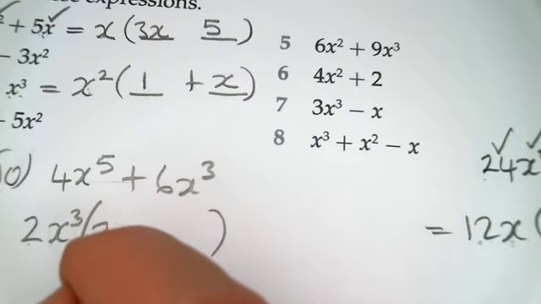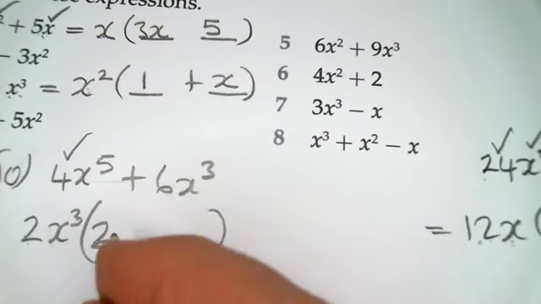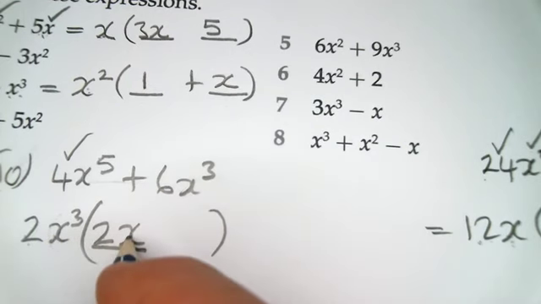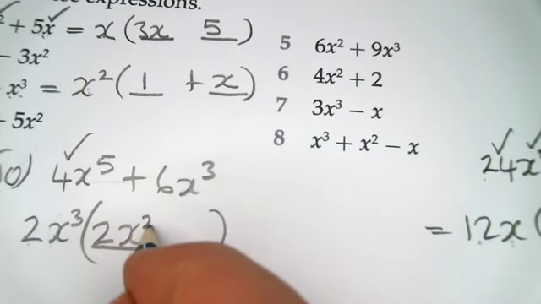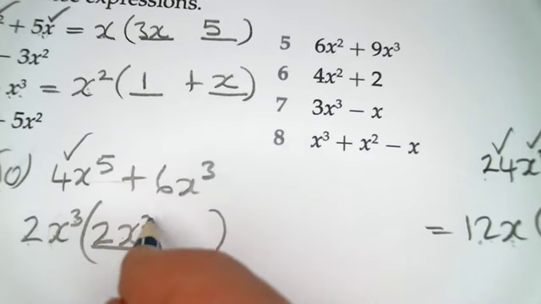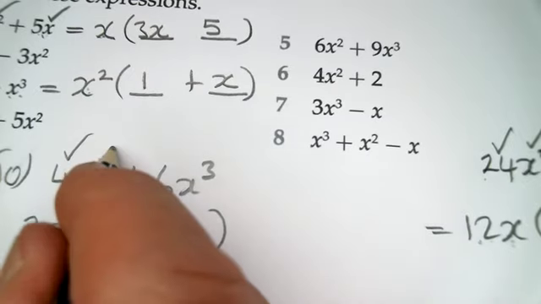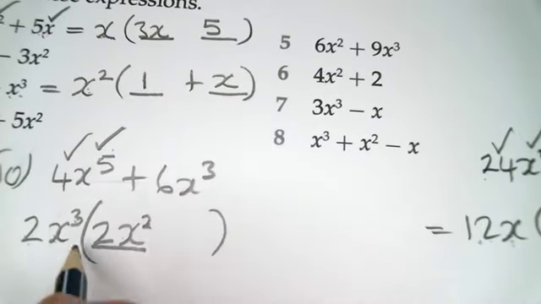So what times 2x to the 3 makes 4x to the 5? Well, 2 times 2 is 4. And if I had an x here, x to the 3 times x is x to the 4. If I made that squared, x to the 2 times x to the 3, because we can add the powers when the bases are the same. Both are x's. 3 plus 2 is 5. And so this is correct.